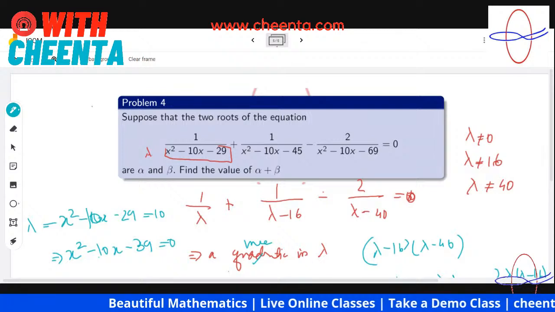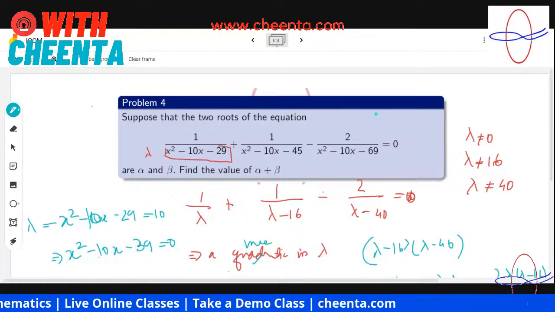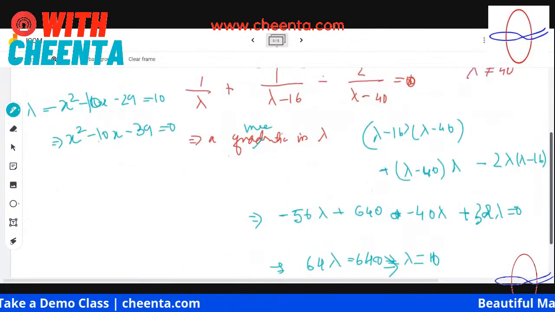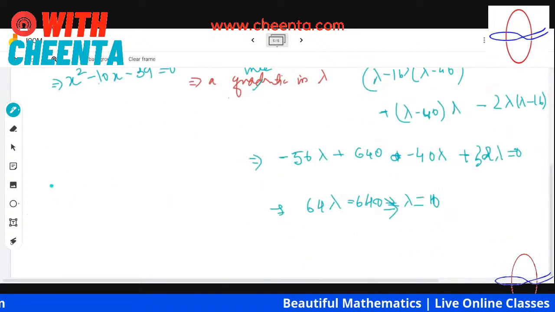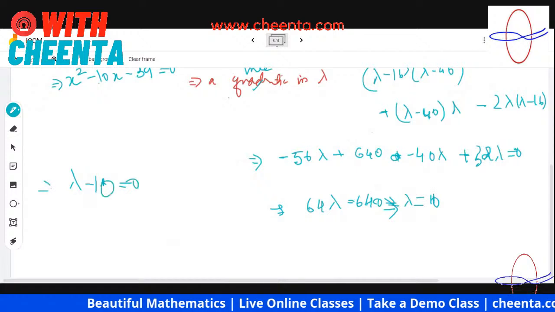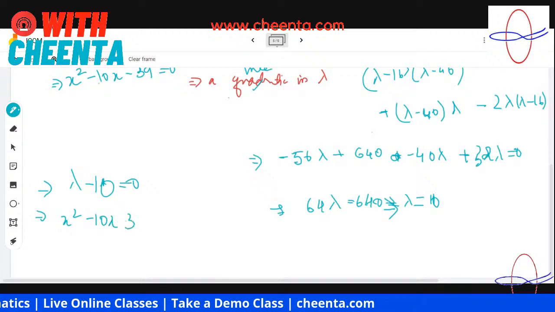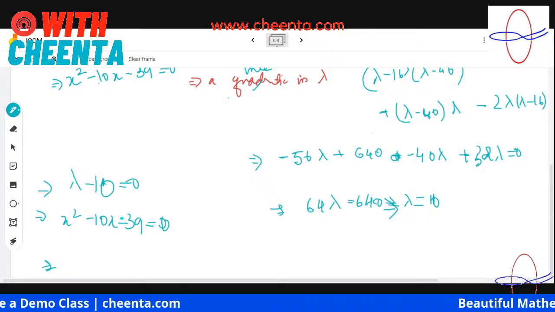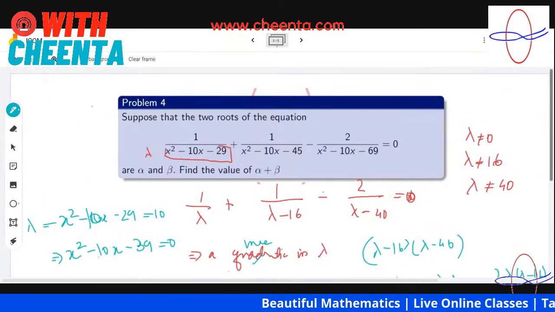So try to understand this is a step jump in some sense. If you just sum it up, you get lambda minus 10 equal to 0. It comes out right. You just sum it up and you get lambda minus 10 equal to 0, which is the same as x square minus 10x minus 39 is equal to 0. Therefore, the roots of this equation come from a quadratic. Okay, so therefore what do you get?